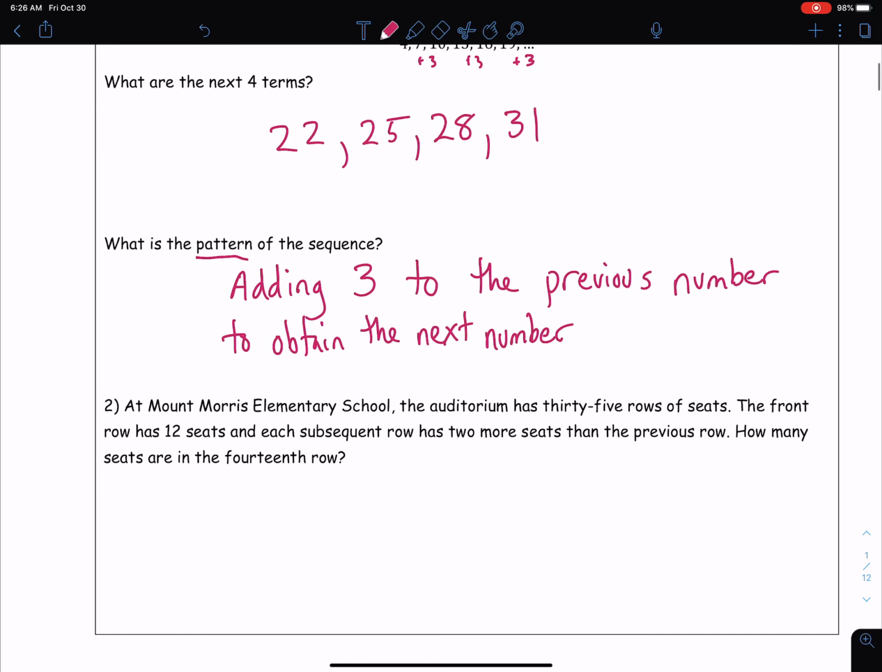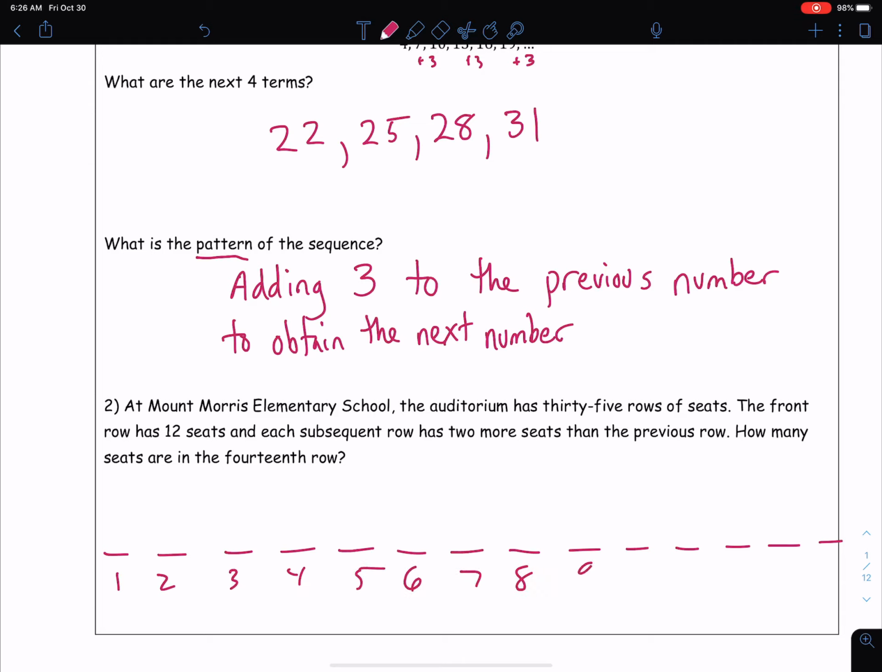And number 2: at Mount Morris Elementary School, the auditorium has 35 rows of seats. The front row has 12 seats, and each subsequent row has 2 more seats than the previous row. How many seats are in the 14th row? So there's lots of ways of doing this. What I'm going to do is put all the rows we have here. So this is row 1, 2, 3, 4, 5, 6, 7, 8, 9, 10, 11, 12, 13, 14. This is a way you can do that. There's a lot of ways you can do this.